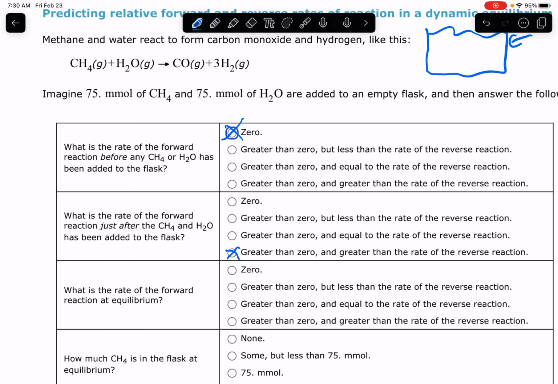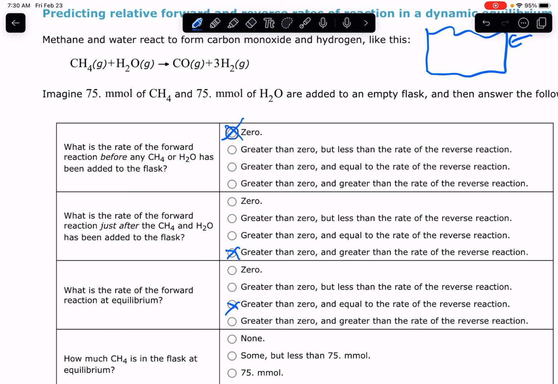Now, again, this is understanding equilibrium, and it says, what is the rate of the forward reaction at equilibrium? Well, the forward rate of the reaction at equilibrium is going to be equal to the reverse rate of the reaction. So we can scroll through here and go, well, it can't be zero, greater than zero but less than the reverse, greater than zero and equal to the rate of the reverse reaction. And there's our key phrase, equal to the rate of the reverse reaction. Greater than zero and greater than the rate of the reverse reaction would mean that we're going more in this direction. So in this case, we can do a quick check and see that it has to be equal. And then it says, how much CH4 is in the flask at equilibrium?